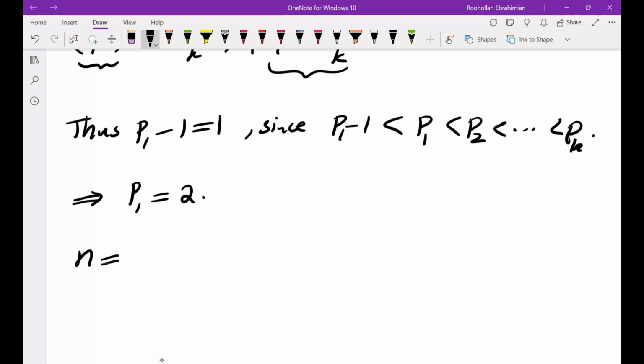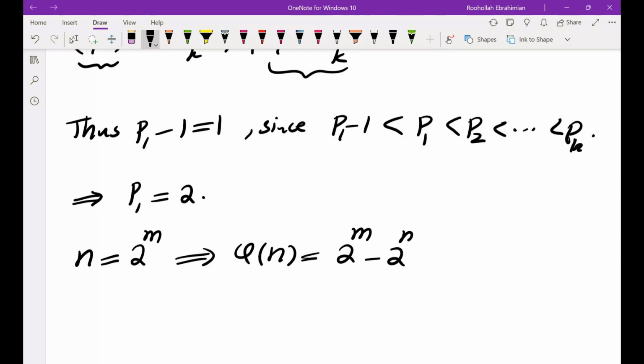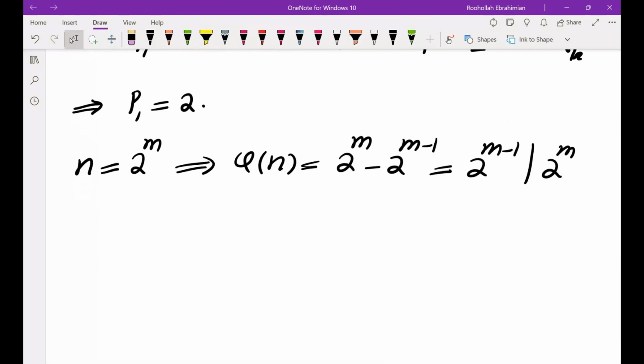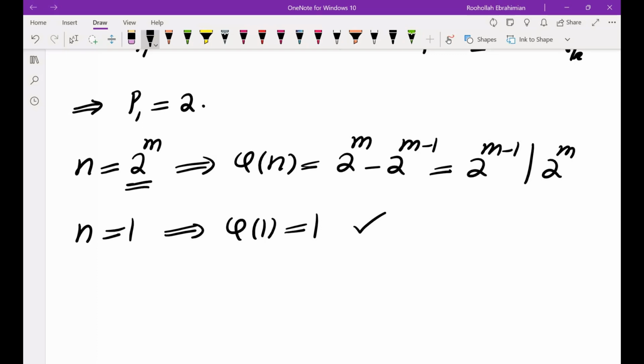So one of the possibilities would be when you have n equals 2 to the power of m. So if n is 2 to the power of m, then phi of n would be 2 to the power of m minus 2 to the power of m minus 1, which is 2 to the power of m minus 1. And that, of course, divides 2 to the power of m. Now, it's also possible that n doesn't have any prime factor, so n equals 1. That gives us phi of 1 equals 1, and that, of course, also divides 1. So we found two different sets of solutions, 1 and 2 to the power of m, and in fact 2 to the power of m, if m is 0, would also be 1.